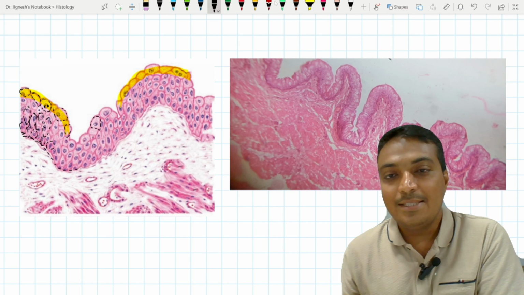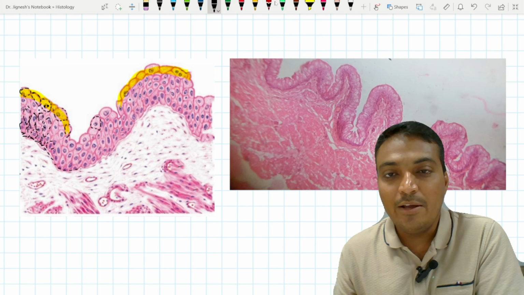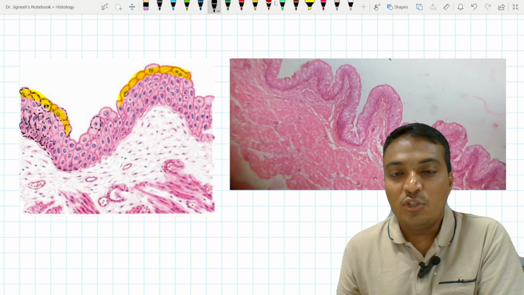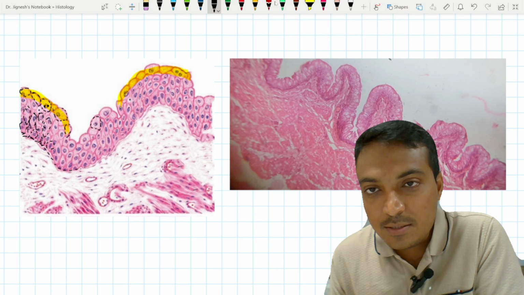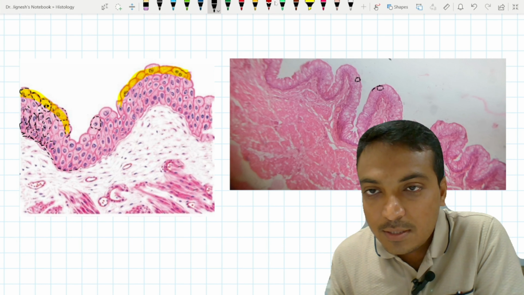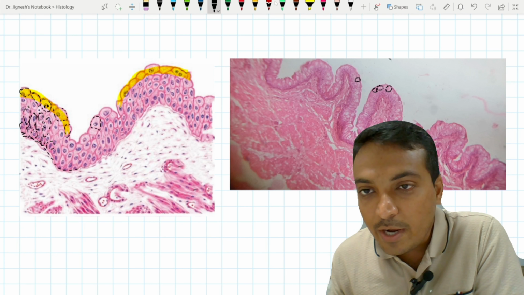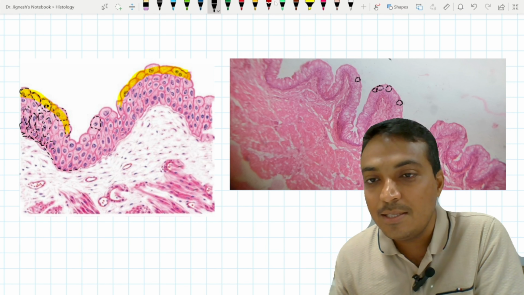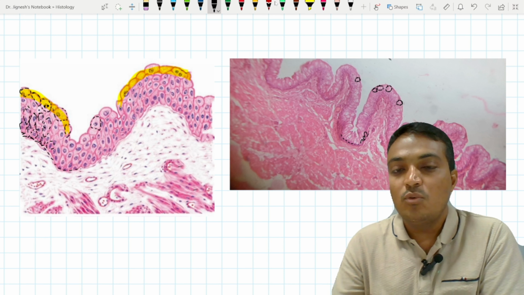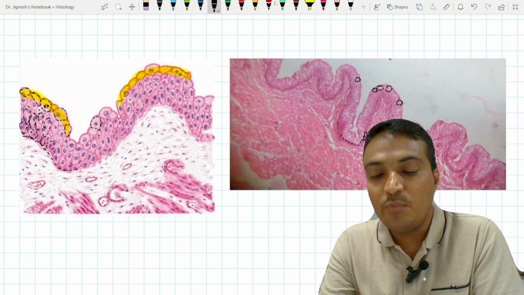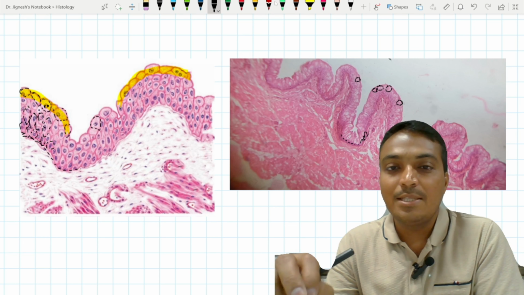While on the right side, we can see the real image of the slide of the urinary bladder, which shows the transitional epithelium. Here we can observe these large cells, each with a deeply stained nucleus. All these cells are the umbrella cells, while on the lower side is the basement membrane over which the rounded cells are present. So this is the histological appearance of the transitional epithelium in a real slide.